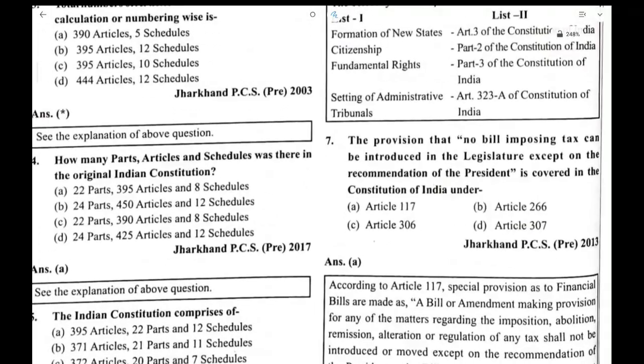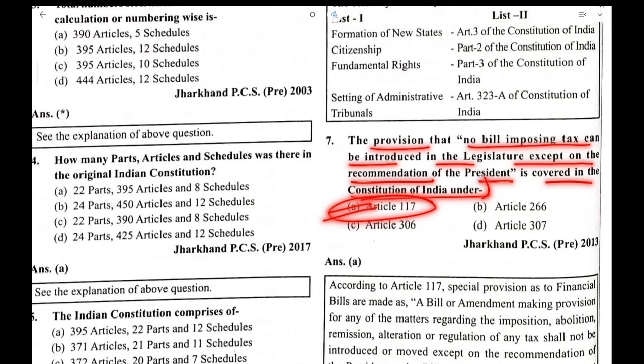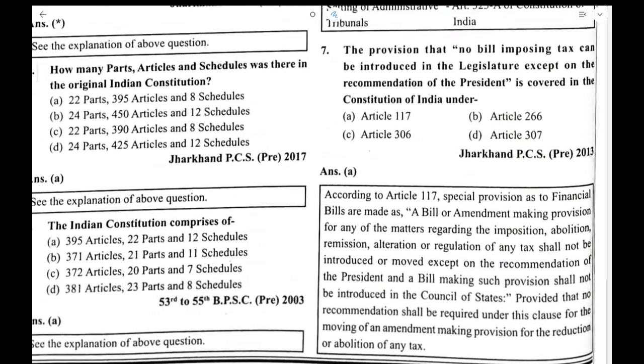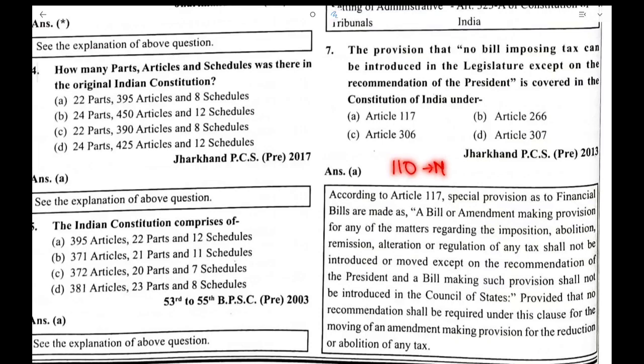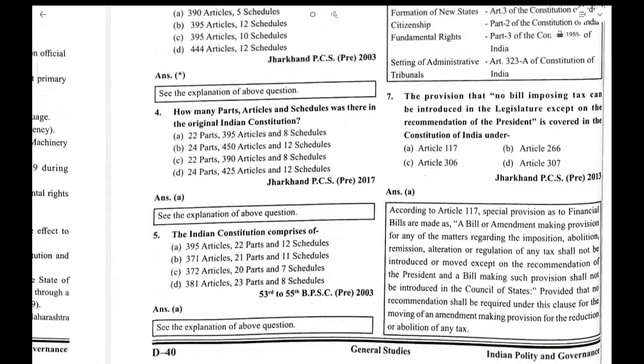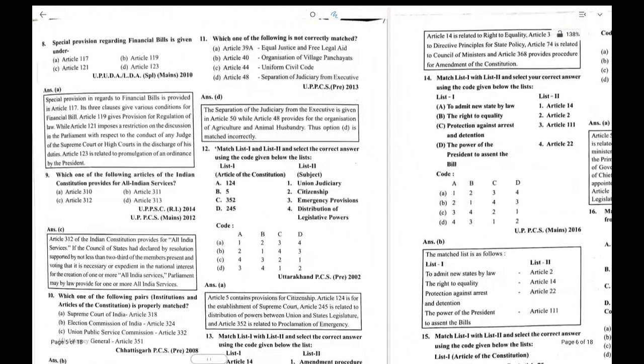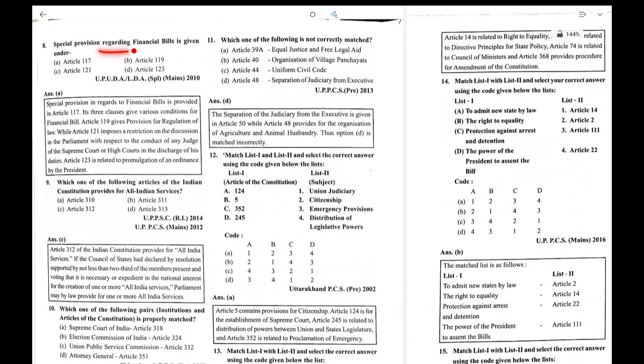Now next is the provision that no bill imposing tax can be introduced in the legislature except on the recommendation of the president. Which article covers it? It is under 117. Under 117, the finance bill or financial bill is defined, and in article 110 the money bill is defined. Okay, so let's move to the next question. The provision regarding financial bill is under article 117.